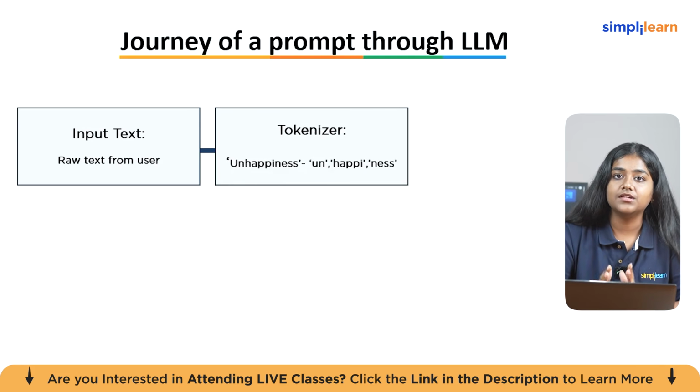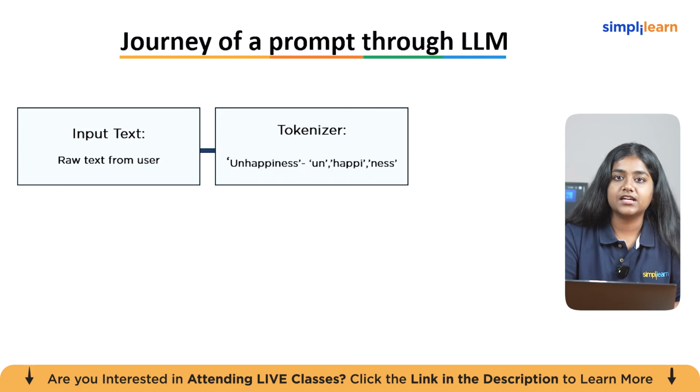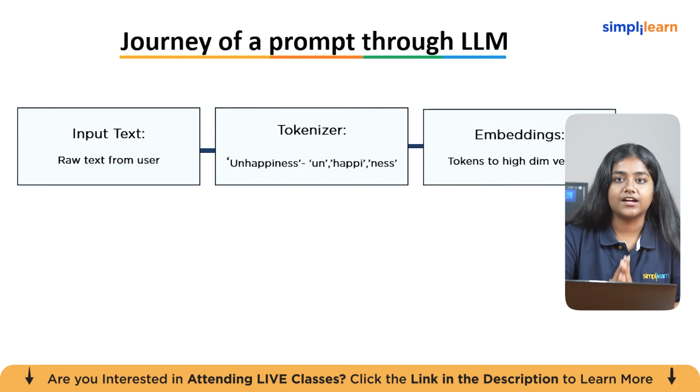The word unhappiness might become 3 tokens: un, happy, and ness. Now you might be wondering why tokens instead of words. This lets the model handle any word by breaking it into recognizable pieces. The next step is embedding. Each token gets converted into a high-dimensional vector, typically hundreds or thousands of numbers.